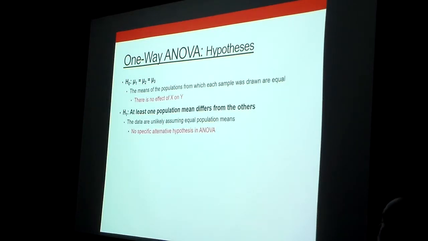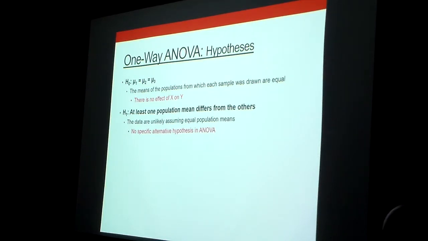All right, so our one-way ANOVA hypotheses. Setting this up is a little bit tricky when we've got more than one mean, but our null hypothesis is that mean 1 equals mean 2 equals mean 3. If we want to say this in words, the means from the populations from which the samples were drawn are equal, right? There's no effect of our categorical variable on the outcome. There's no effect of year in high school on GPA, right? There's no effect of experimental condition on whatever our outcome is, okay?